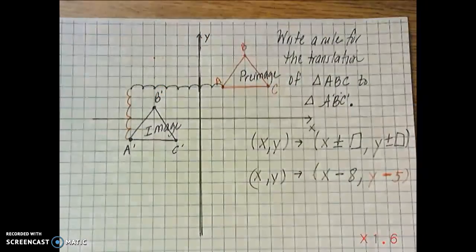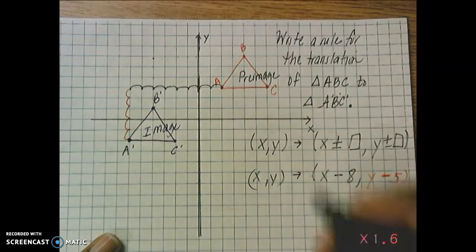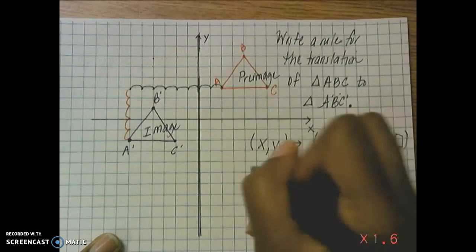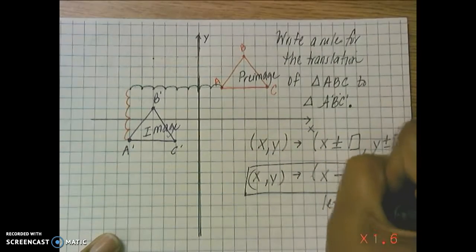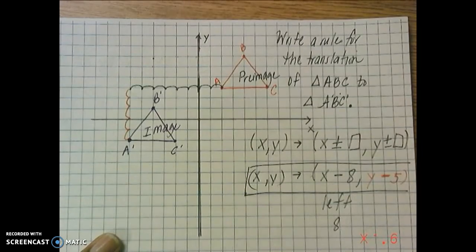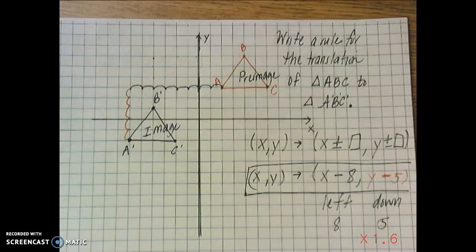Now if you don't believe me, you check it for yourself. But technically, I'm done. I wrote my rule. I know that every x value moves to the left 8, and every y value moves down 5.